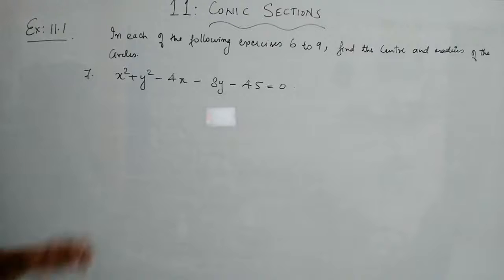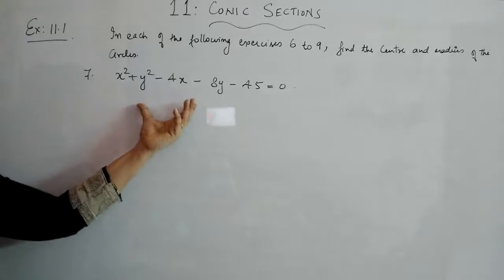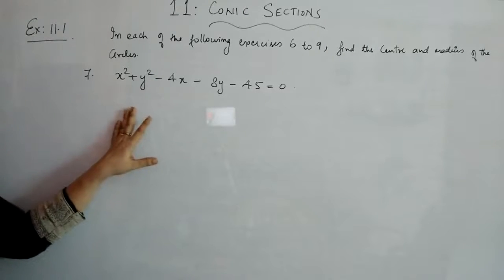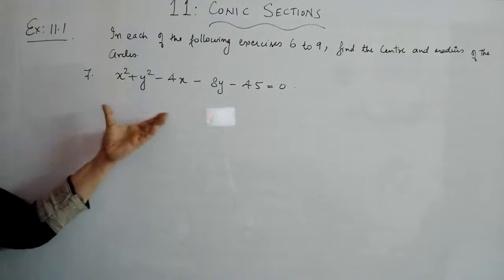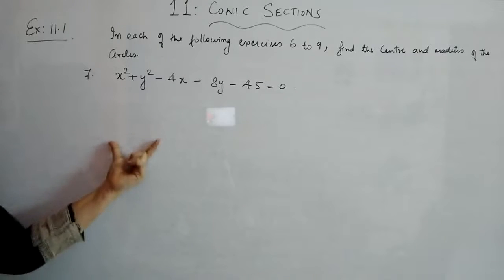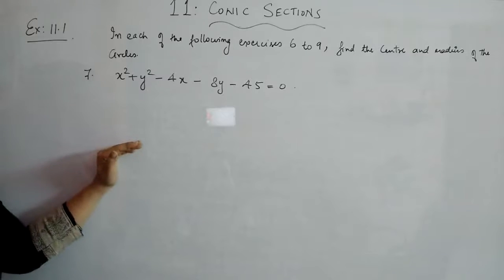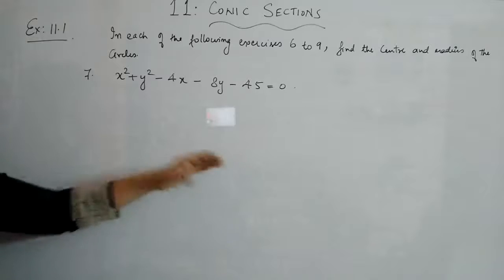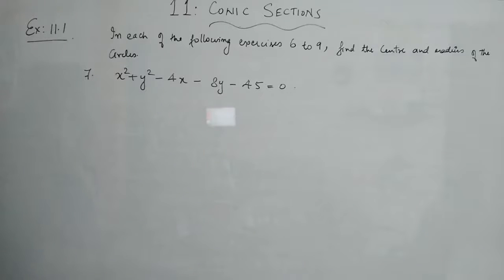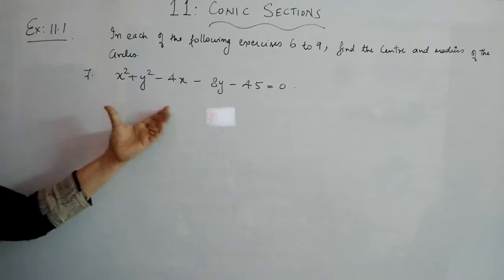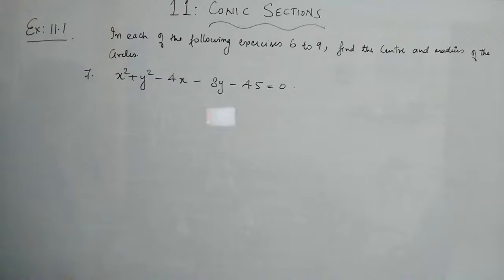Seventh question is x square plus y square minus 4x minus 8y minus 45 equal to 0. Now you can see that this is not in the standard form. So there are two methods or two ways to find out the center and radius. One is you can change this into the standard form, that is x minus h the whole square plus y minus k the whole square equal to r square form. Or else you can compare this with the general equation of the circle and get the radius and center. So I am firstly following the general form, comparing with the general form.